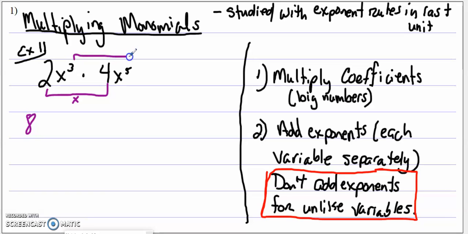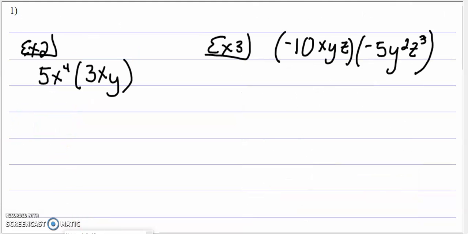So we're going to add 3 plus 5. And here this was 2 times 4. So this gives me, the variable stays the same because they're both x's. And we have 8 of them. Okay? And that's your answer. Let's go on to the next one.